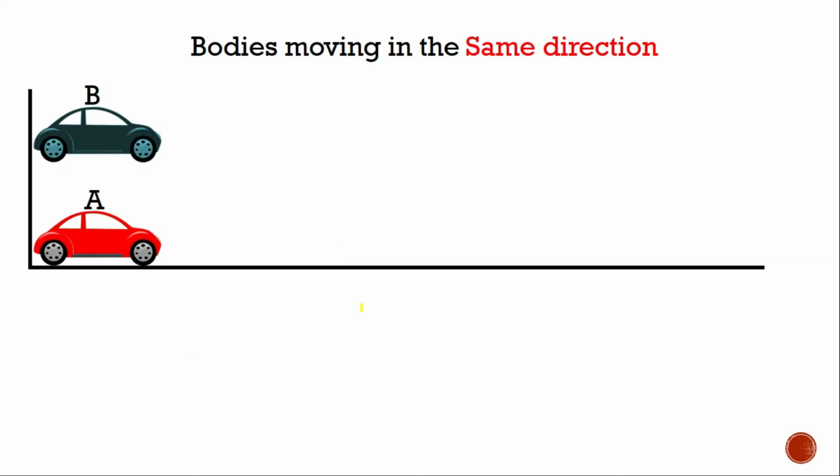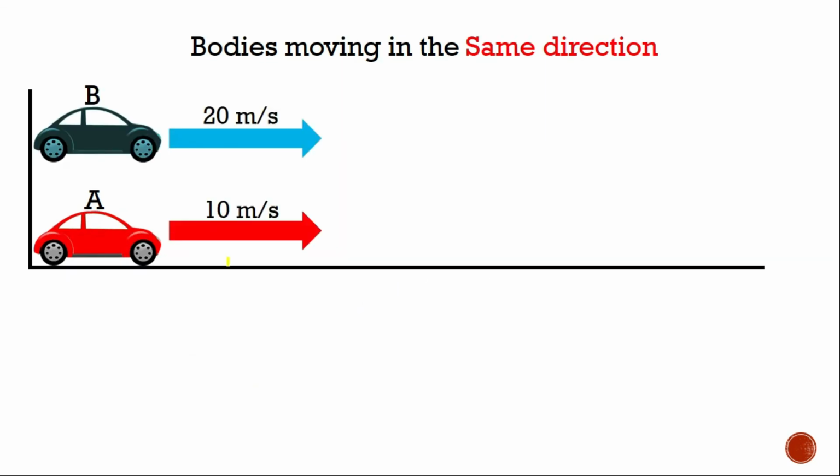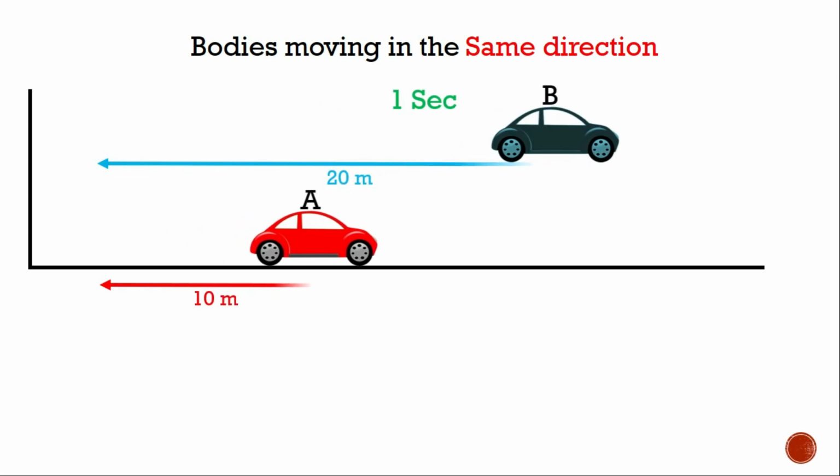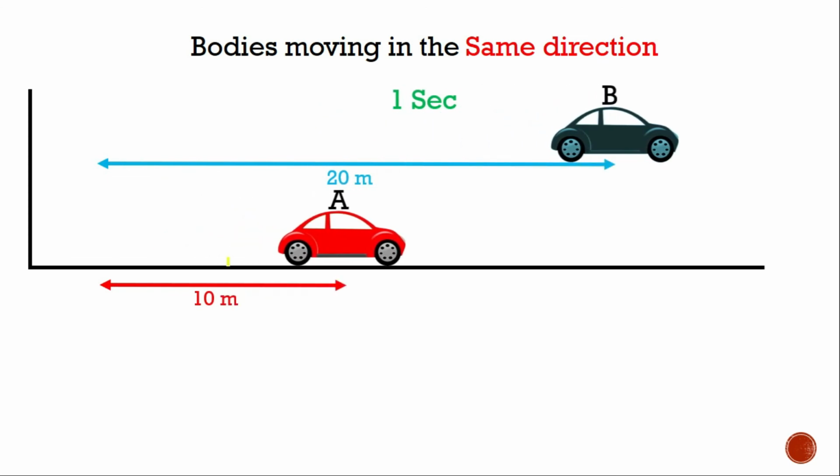Now suppose these two cars are moving in the same direction with the velocity 10 meters per second and 20 meters per second. Now after 1 second, car A would have moved 10 meters and car B would have moved 20 meters from the initial position. But how much are the cars away from each other now? For finding out this, we again need to find the relative velocity.